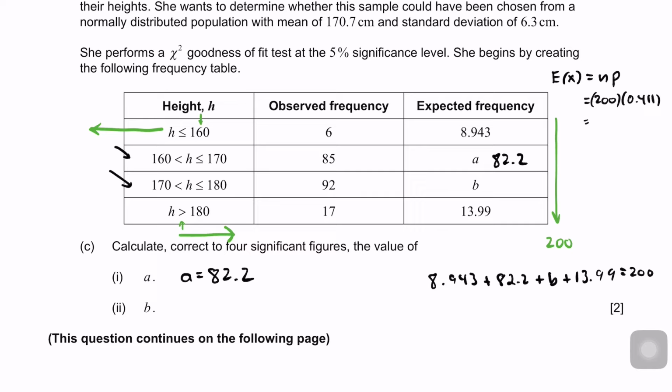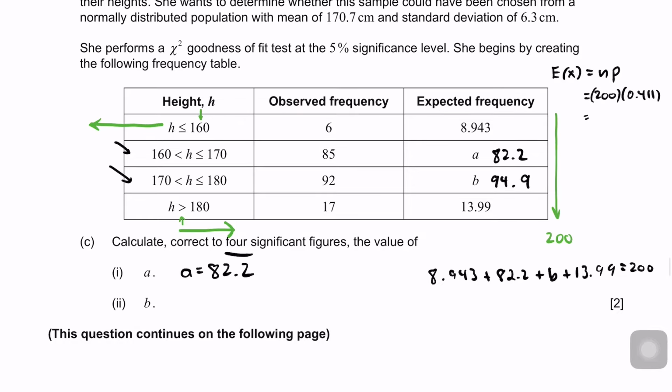I'm going to work that out on my calculator here. So 8.943 plus 82.2 plus 13.99, 200 minus all of this, and that means that B would equal to 94.87 or 94.9. Are they asking this? There it is, 4 sig figs.